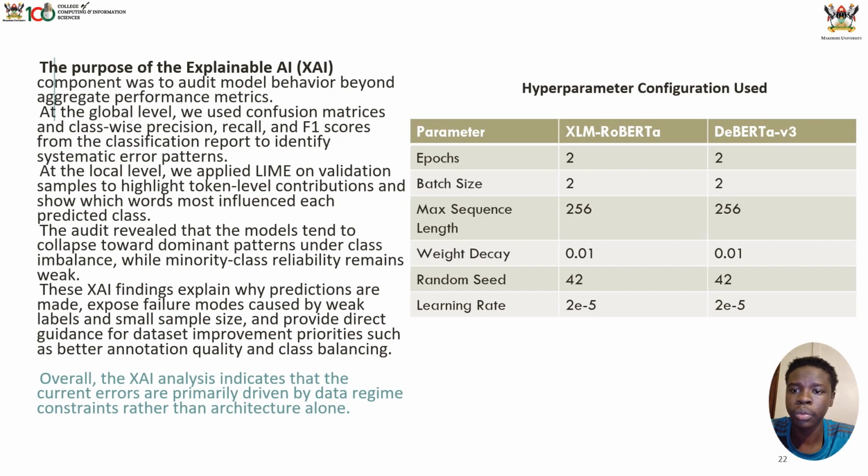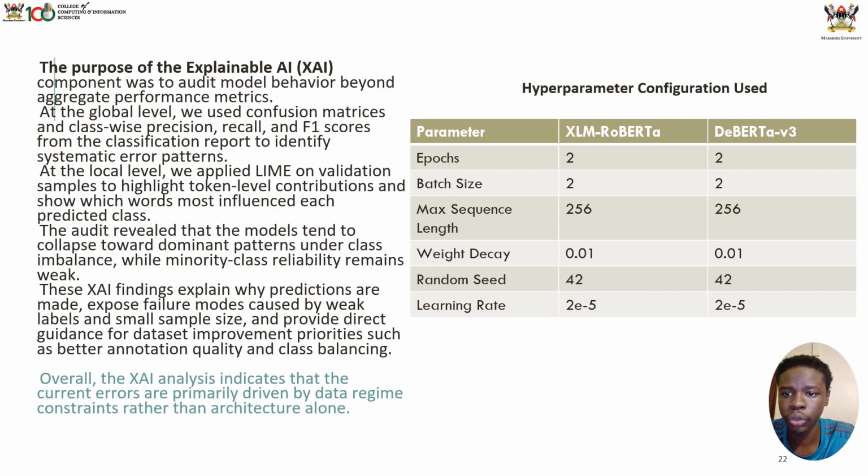Then here you have the explainable AI and hyperparameters. This slide talks about explainable AI. The goal of it is to go beyond just accuracy numbers. We want to understand why models make certain predictions. At the global level, we use the confusion matrix and F1 scores to find systematic errors. At the local level, we apply a technique called LIME, which highlights which words in a story influence the model's prediction the most.